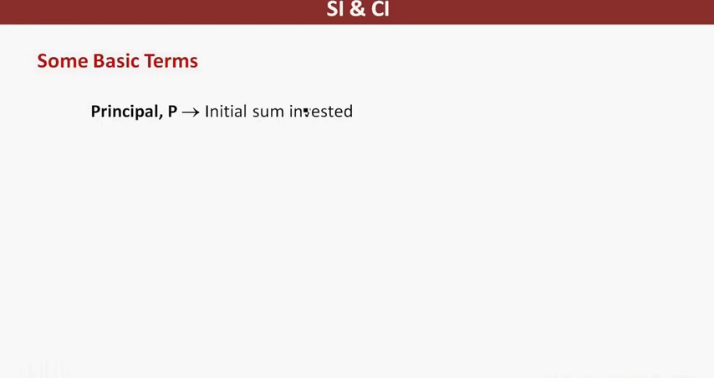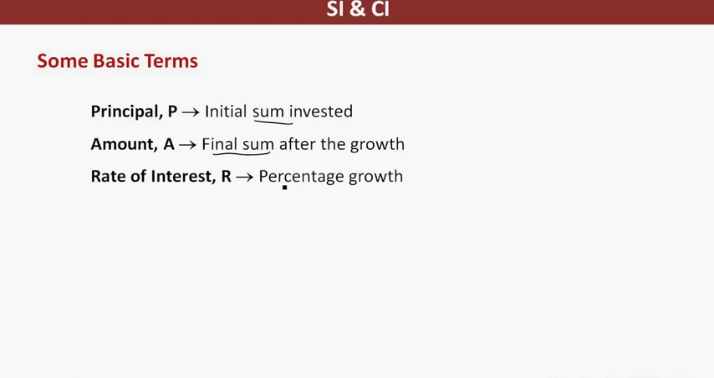So principal is basically the initial sum that is invested, or the initial money that you start your investment with. That is known as principal. Amount is basically the final money that you get after growth. So initial value principal, final value amount. Rate of interest is basically the growth that is happening over the principal to give you your final amount. It is expressed in percentage terms. That means how much increment has happened over the principal to give you your amount.